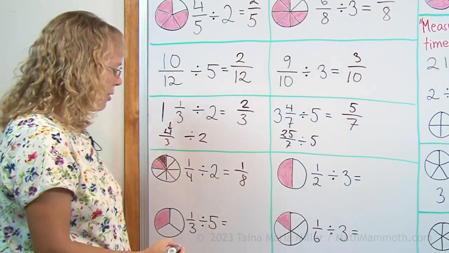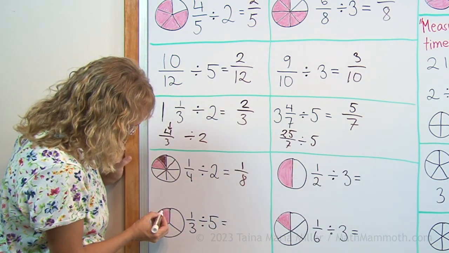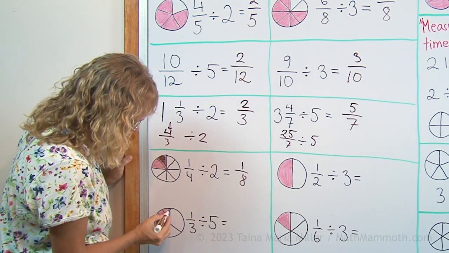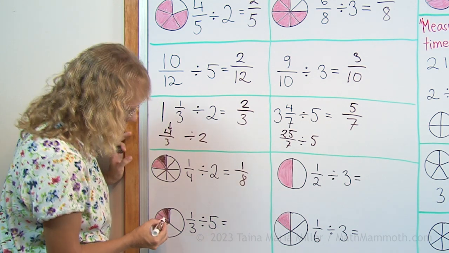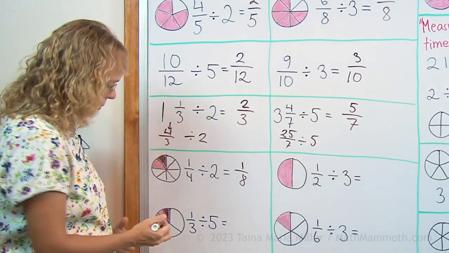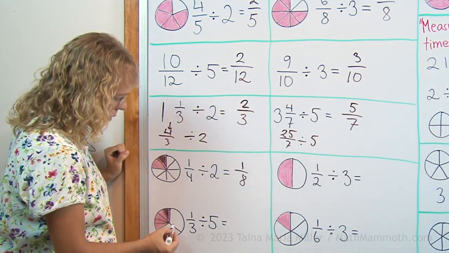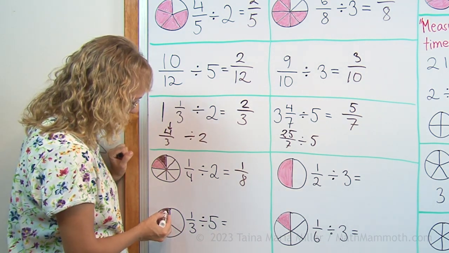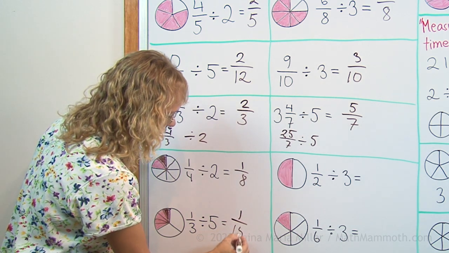Oh, here, 1/3 divided by 5. Let's just divide this into 5 new pieces. Each person will get this much, but what kind of part is it? What fraction is it? Well, if you divided this into 5 and this into 5 too, you would see that there would be 15 slices, right? And so one colored, so it's 1/15.